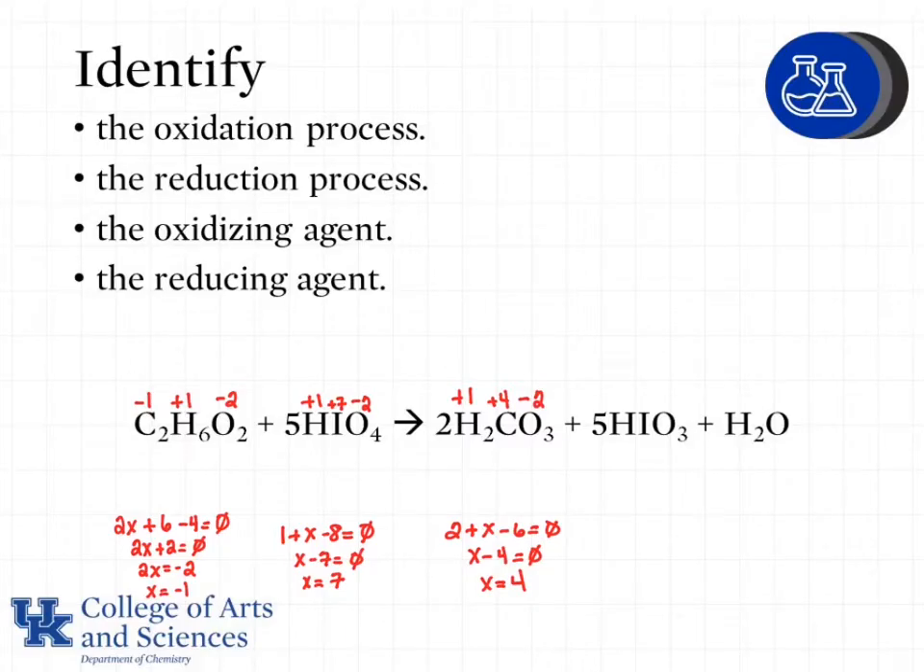For HIO3, hydrogen has an oxidation number of +1, and oxygen has an oxidation number of -2. We set up our equation to solve for the unknown oxidation number of iodine. So 1 plus x minus 6 is equal to 0. X minus 5 equals 0, and x equals 5. So the oxidation number of iodine is +5. In water, hydrogen has an oxidation number of +1, and oxygen has an oxidation number of -2.